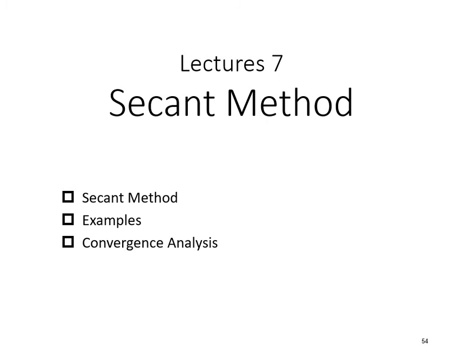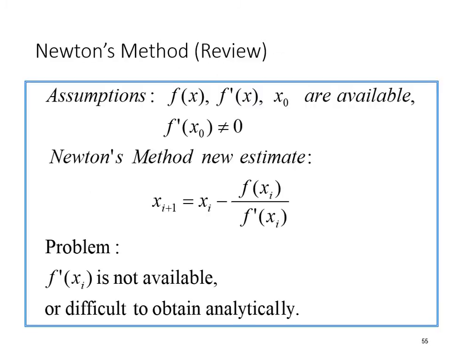We are going to look at the second method, and some examples as well. The second method proceeds from the Newton-Raphson method. You remember that in the Newton-Raphson method, we had x_{i+1} equals x_i minus f of x_i over f prime of x_i.